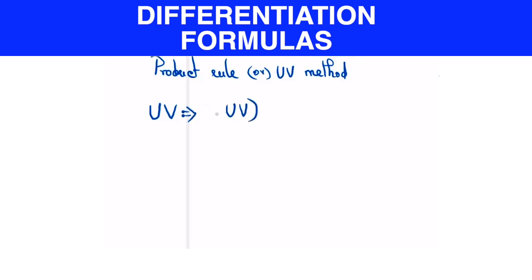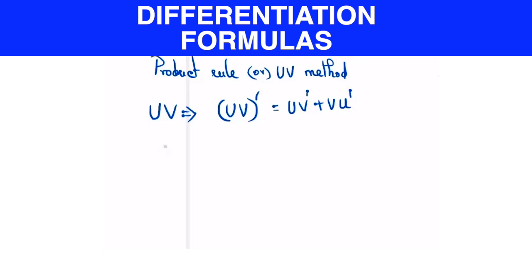Then the differentiation of uv, look at the shorter notation I'm placing, uv the whole dash, is nothing but u v dash plus v u dash. Meaning the first function is left as such, multiplied with the differentiation of the second function, plus the second function is retained as such, multiplied with the differentiation of the first function. So this rule is called the product rule or simply referred to as the UV method.